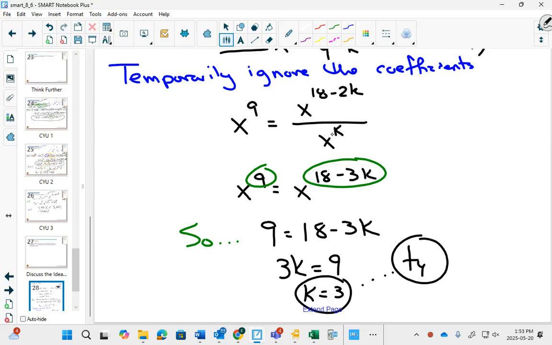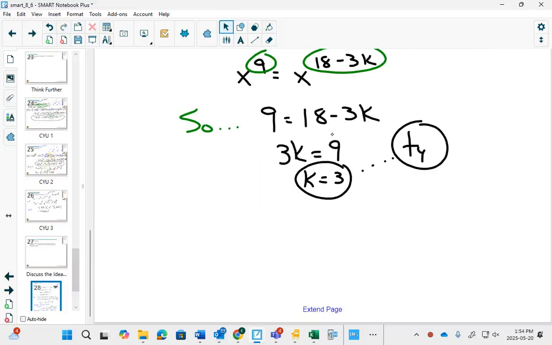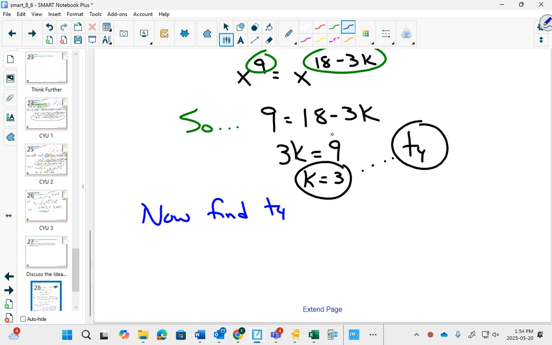You have to be very careful in these questions because we're not done yet. The question said find the term. If it said find which term, you could say term 4 and be done. But if it says find the term, now we have to find term 4.